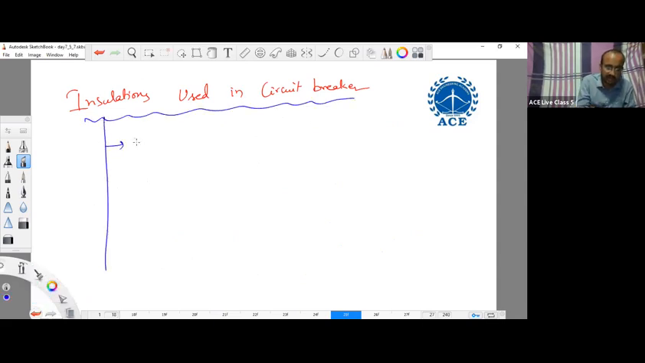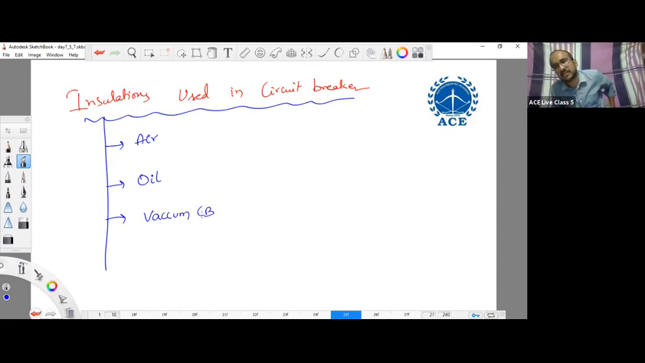We have air circuit breakers, air brake circuit breakers and air blast circuit breakers, where air is the insulation. We have oil circuit breakers, where oil is the insulation medium; transformer oil or synthetic oil is used. And we have the vacuum circuit breaker, where vacuum is the insulation.